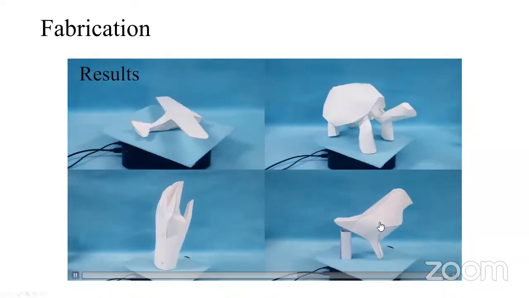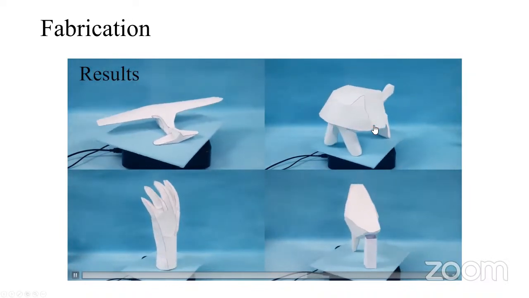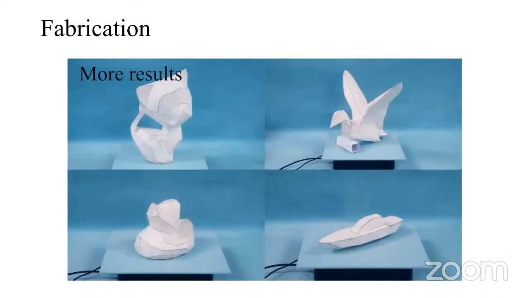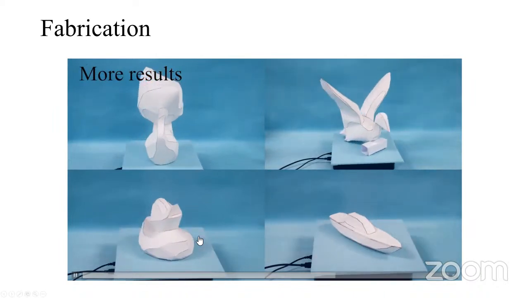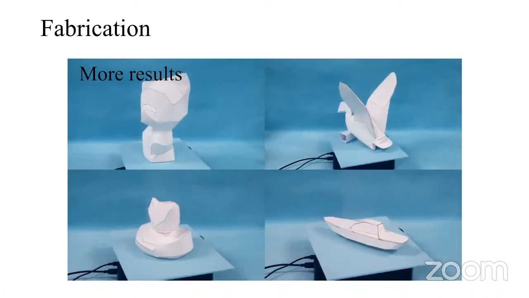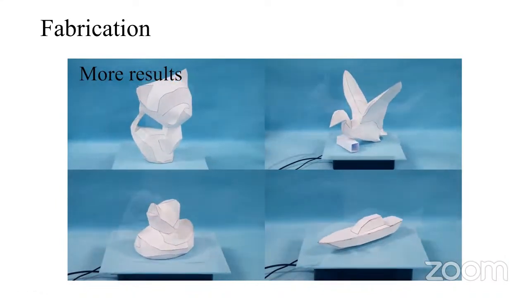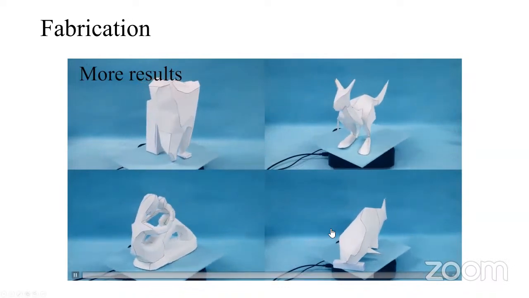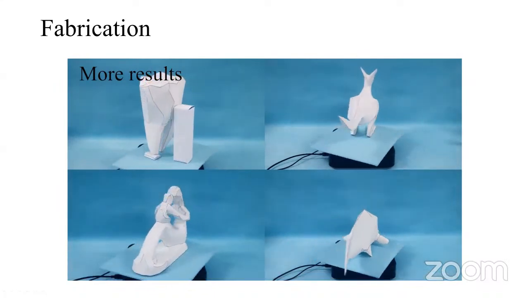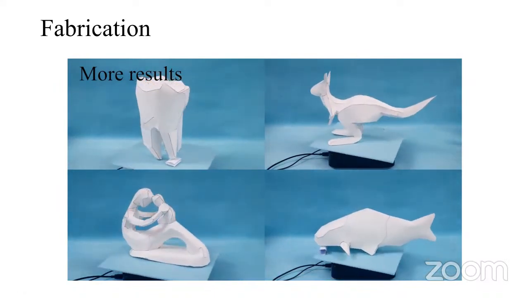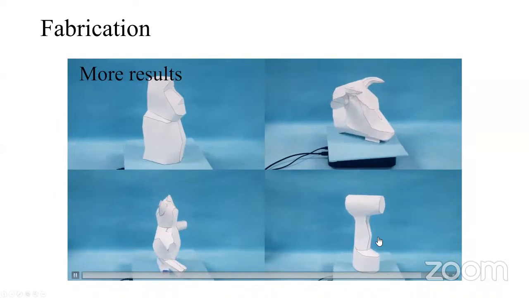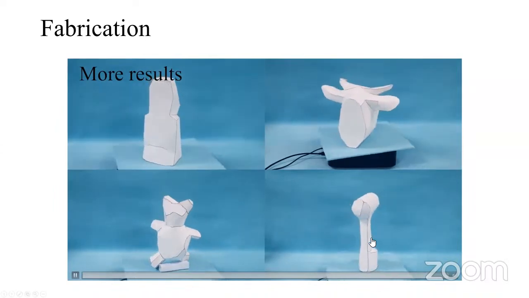This is a hand, this is a bird. We have more results. This is the kitten, this is a bird, this is a dog, this is a sheep. There are more fabrication results. These are tools, a fish. This is a kangaroo. This is a teddy bear.